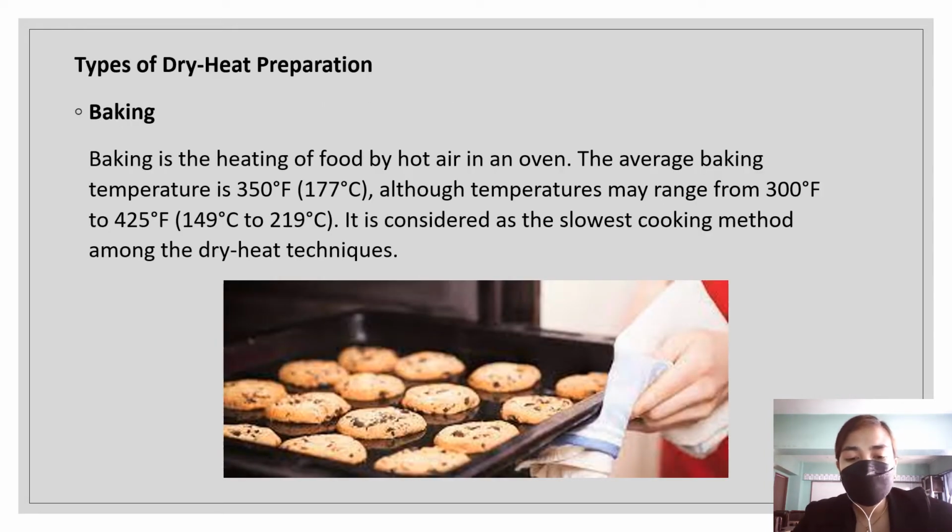So first we have baking. Baking is the heating of food by hot air in an oven. The average baking temperature is 350 degrees Fahrenheit or 177 degrees Celsius. Although temperatures may range from 300 degrees Fahrenheit to 425 Fahrenheit, which is 149 degrees Celsius to 219 degrees Celsius. So it is considered as the slowest cooking method among the dry heat techniques.